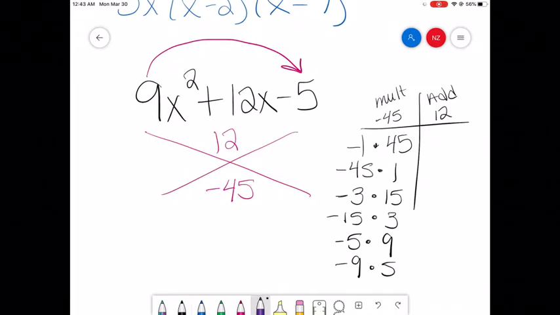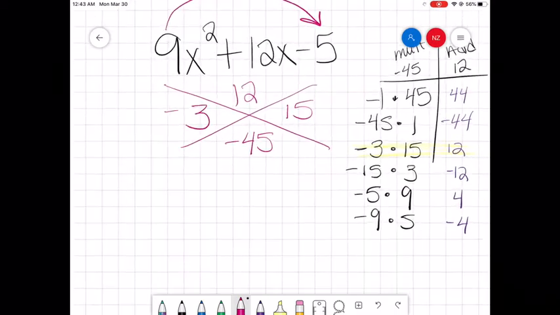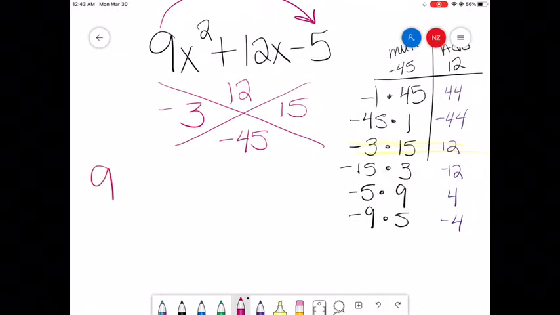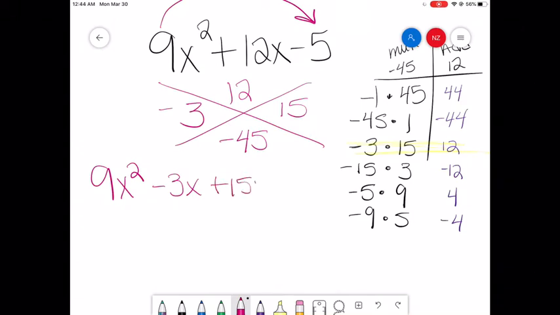So if I add, that gives me 44, negative 44, 12, negative 12, 4, negative 4, right? So hopefully you can see your answer here. Negative 3 and 15. All right. So now when I write this out, I have my 9x squared minus 3x plus 15x minus 5.